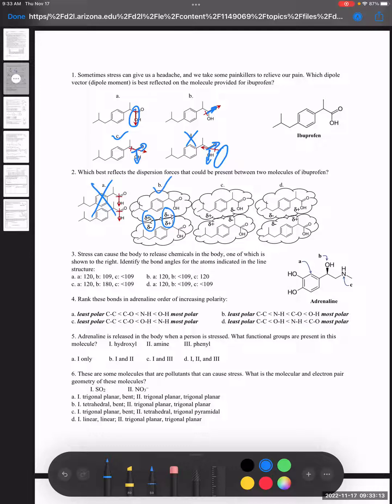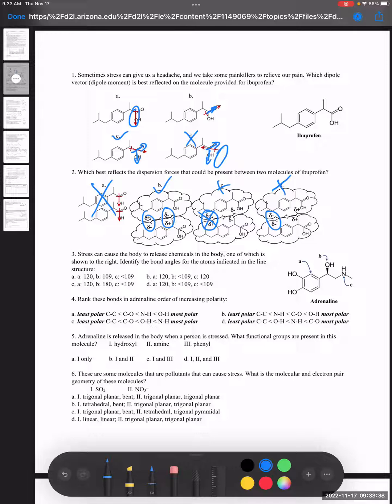Option C doesn't seem correct, because we have two partial positive charges close to each other. That is, they repel, they do not attract. And the same thing over here in option D, the same partial charges should not be attracted to each other, they repel each other. So options C and D are out as well. The correct answer is option B.